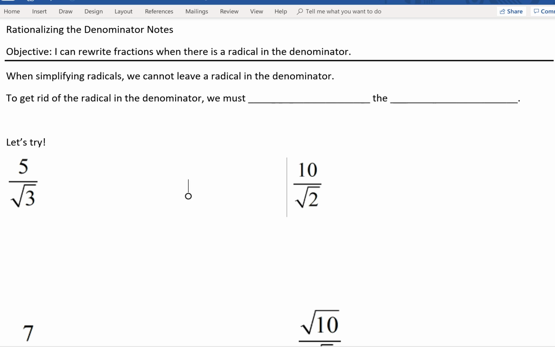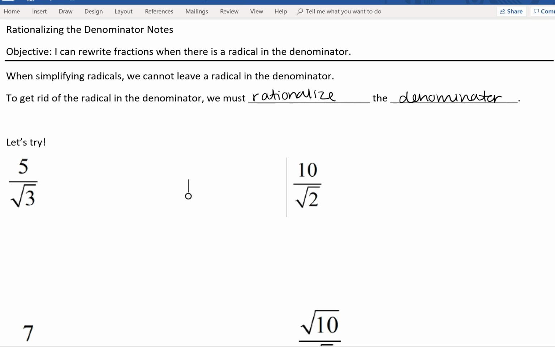So when simplifying radicals, we cannot leave a radical in the denominator. In math, we just say that it's not proper to leave our answer like that. So to get rid of the radical in the denominator, we must do what's called rationalize the denominator. So you're going to do this anytime you end up with an answer that's a fraction that has a square root in the bottom. So let's try it.